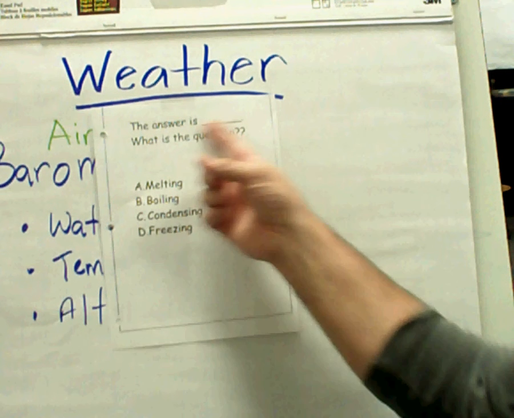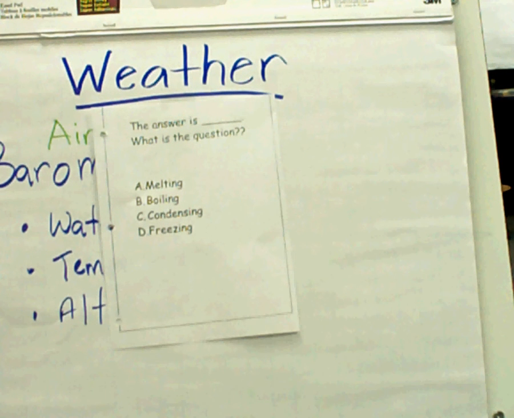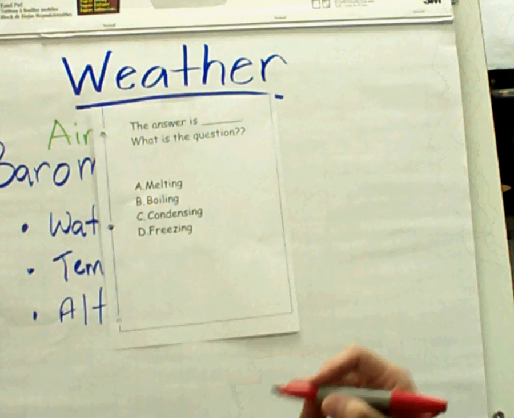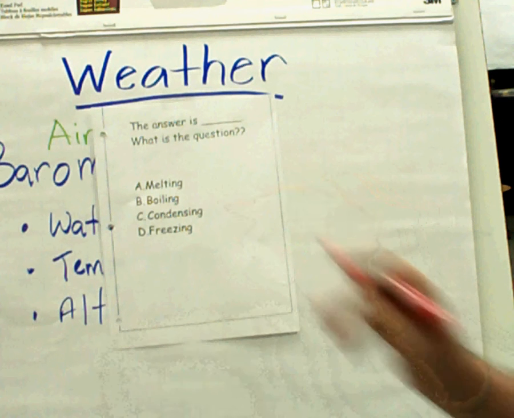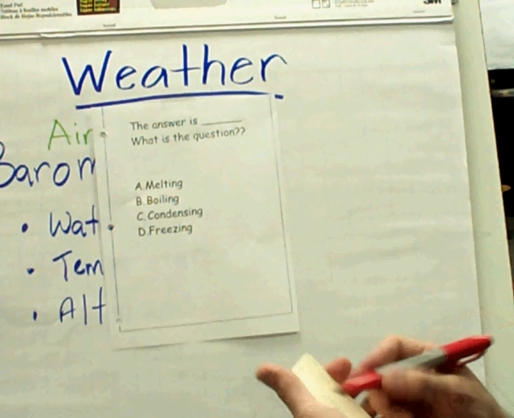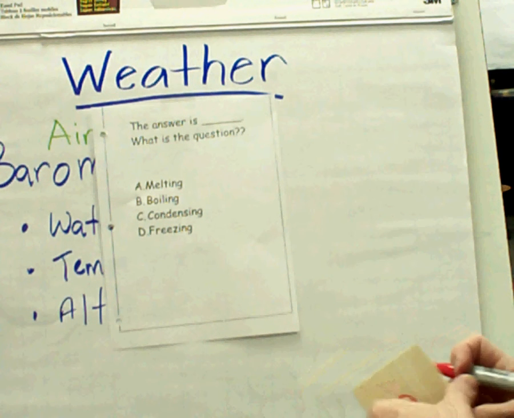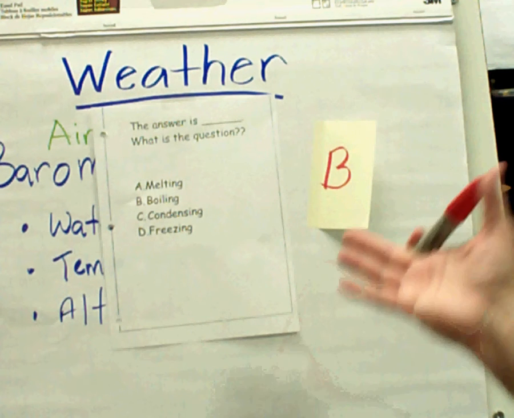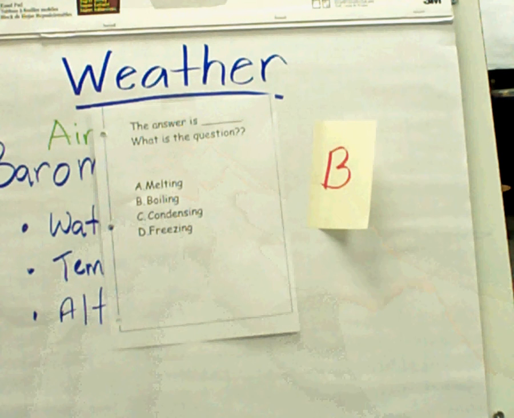It says the answer is, what is the question? A, melting. B, boiling. C, condensing. D, freezing. Well, let's go ahead and make this interesting. The answer that I'm going to say today, I really want to write on my chart. The answer today is B, boiling. There's my answer. So my correct answer for whatever this question is, boiling.